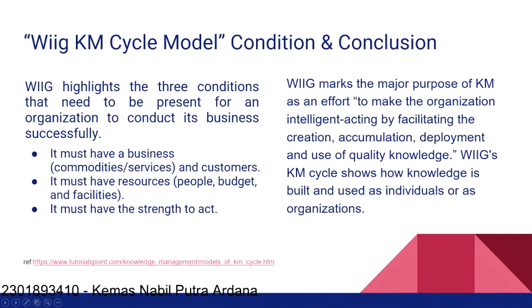Finally, I'm going to explain the conditions and the conclusion for the Wiig knowledge management cycle. Wiig highlights three conditions that need to exist for an organization to conduct its business successfully. First, it must have a business and customers. Second, it must have resources such as people, budget, and facilities. Last but not least, it must have the strength to act.